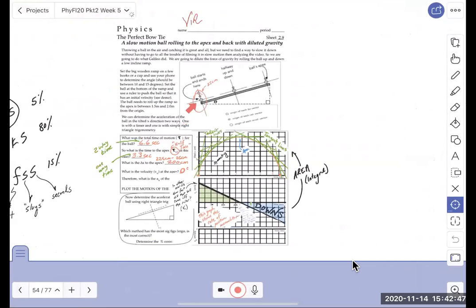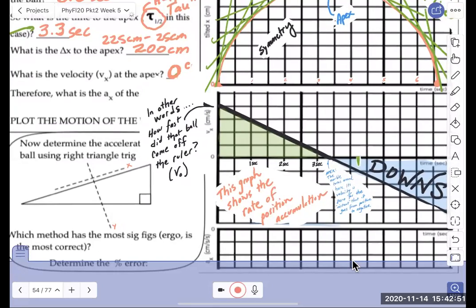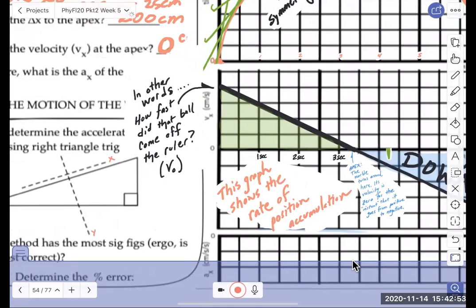All right, so here it says, in other words, what I'm really asking is how fast did the ball come off the ruler? You all used a ruler to scoot the ball to the 25 centimeter mark to give it some initial speed. That's what we're asking, okay?